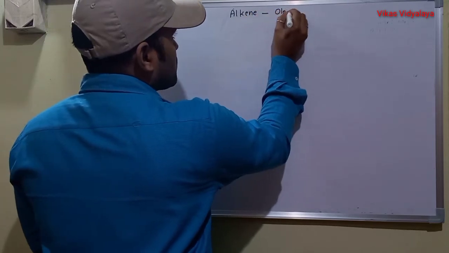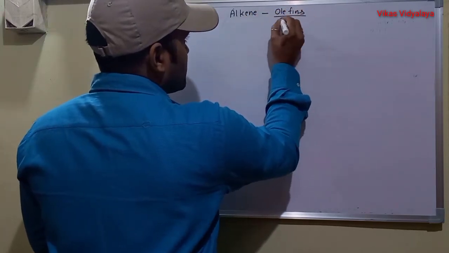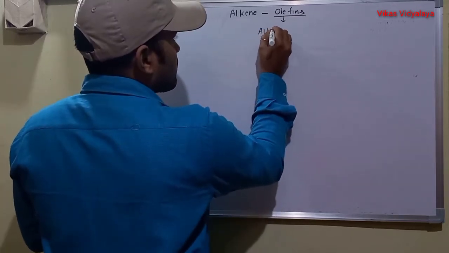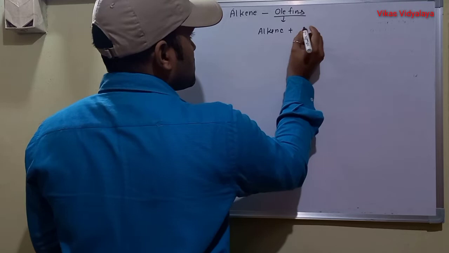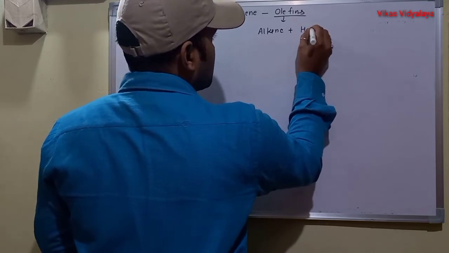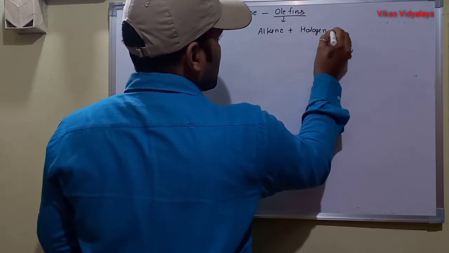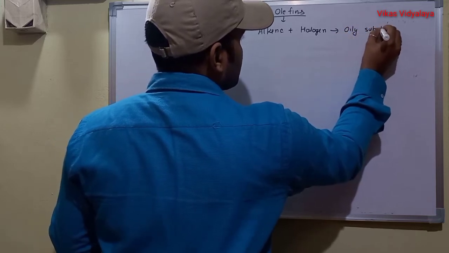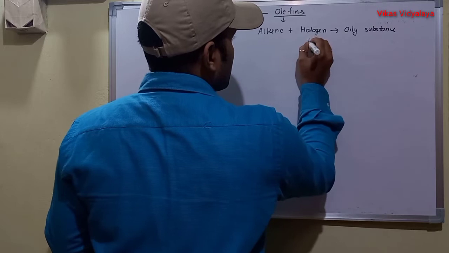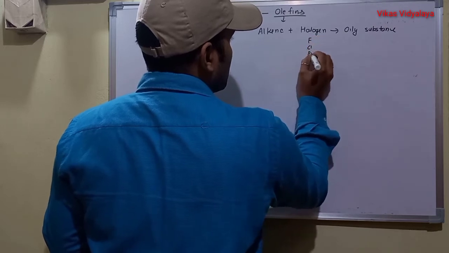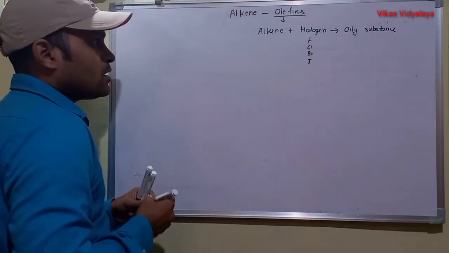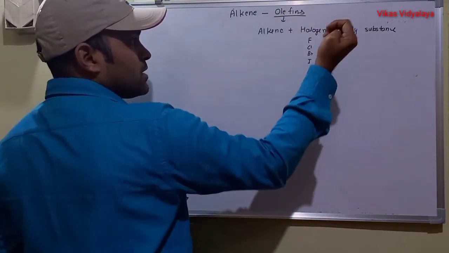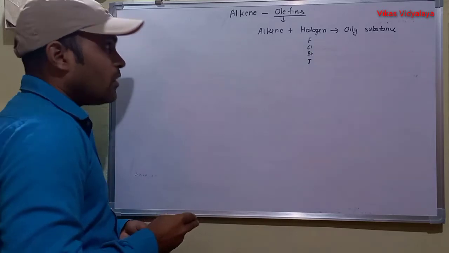Okay. Next, we will go to alkene. It is also known as olefins. Why is it called olefins? Because alkene plus halogen gives an oily substance. Halogen means fluorine, chlorine, bromine, iodine. So we call it olefins because when alkene reacts with halogen it gives an oily substance.